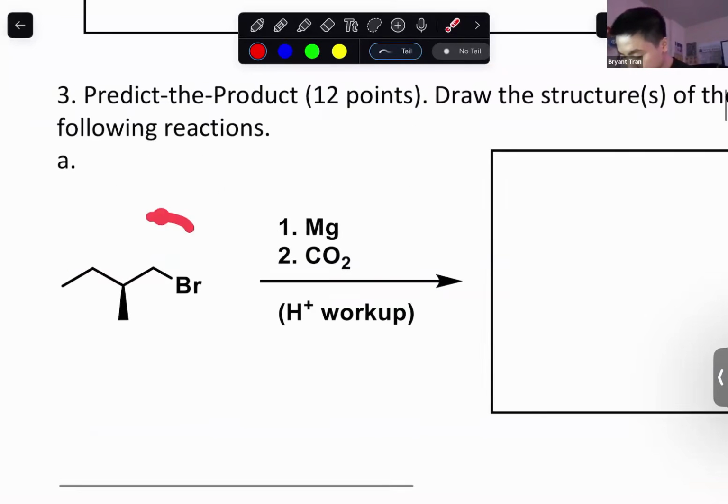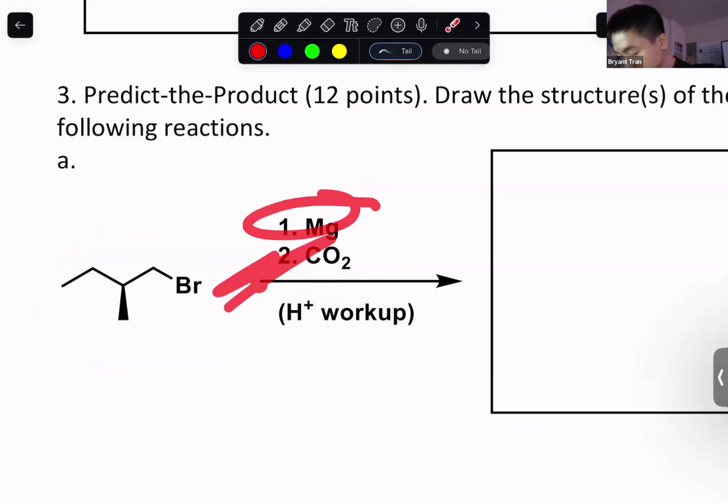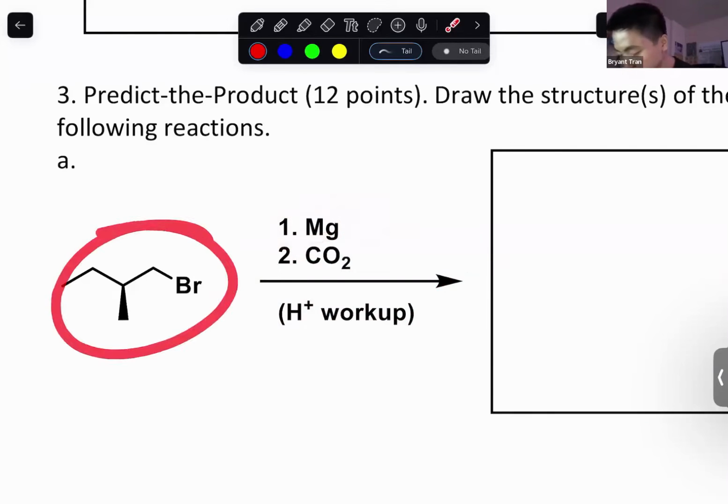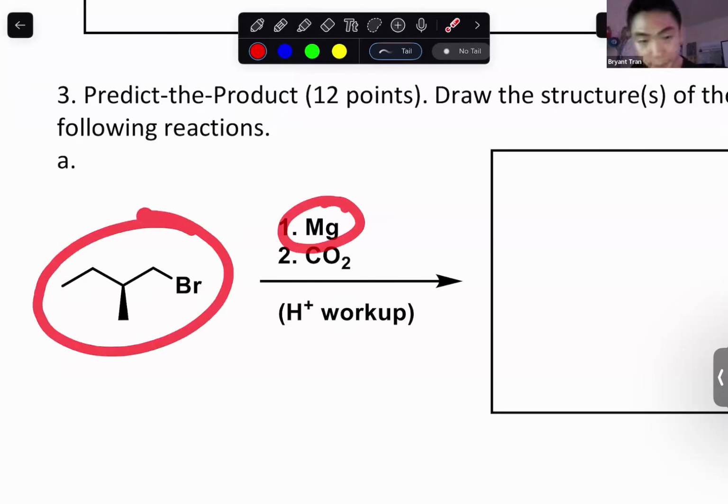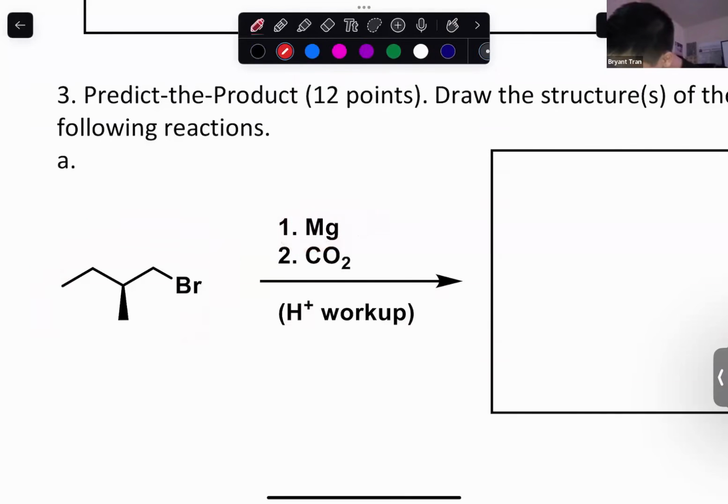We have this reactant molecule over here, which is a haloalkane. And this is a stepwise predicted product problem where the first step is magnesium. Ignore everything else, we're not going to be worried about that. If we put Mg, magnesium, to this haloalkane, what do you think is going to happen? Where would the magnesium go on this molecule? To the bromine? Yeah, it's going to go in between the bromine and carbon.